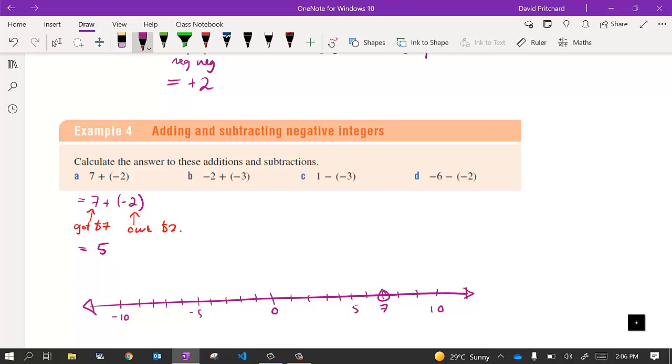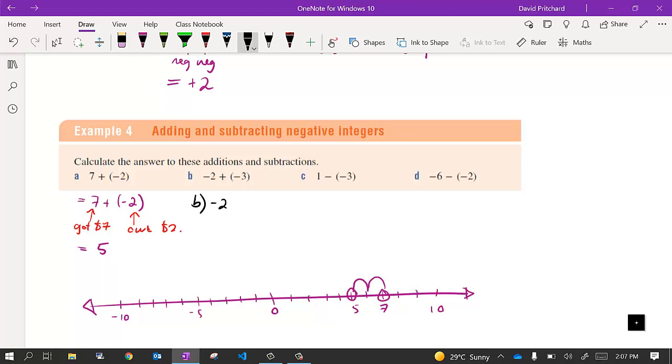So here's our 7, and we're paying out $2, so we're going to the left. So we end up at 5. So the first one, nice and easy. We've got 7, we pay out 2, we're left with 5. Okay, so the second one, let's do this one in black.